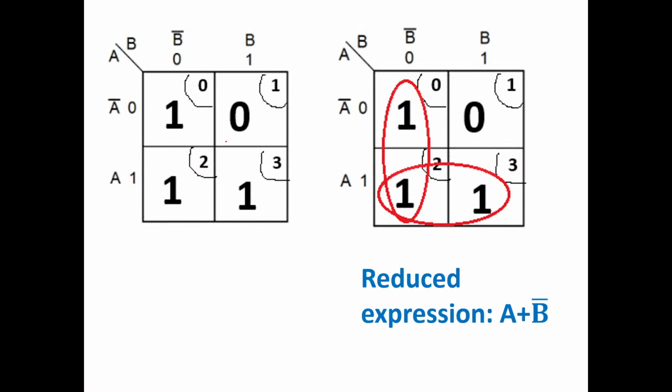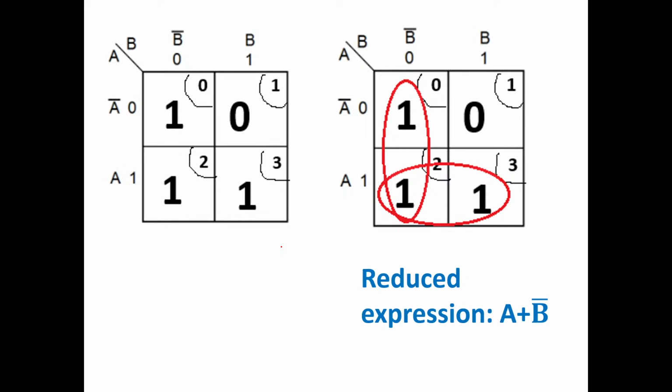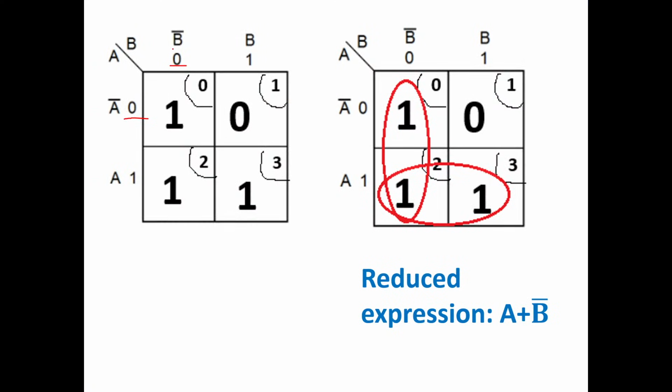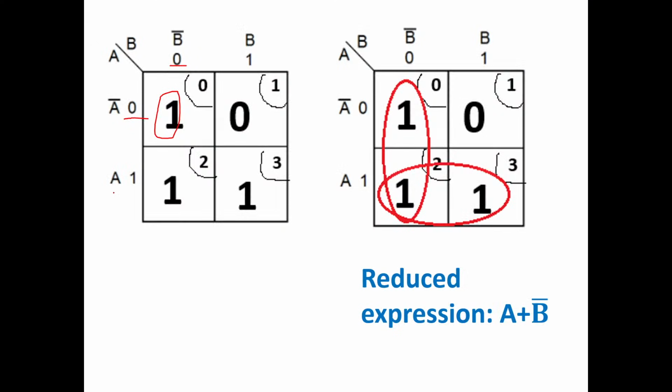Now let us go to the K-map. In the K-map, what were our terms? 1, 1, 1, 0, 0, 0. So 0, 0 means A bar, B bar. Here we have A bar, B bar, 0, 0. There substitute 1. Next, what is there? 1, 0. 1 means this A, 0 means B bar. So this is 1, 0.